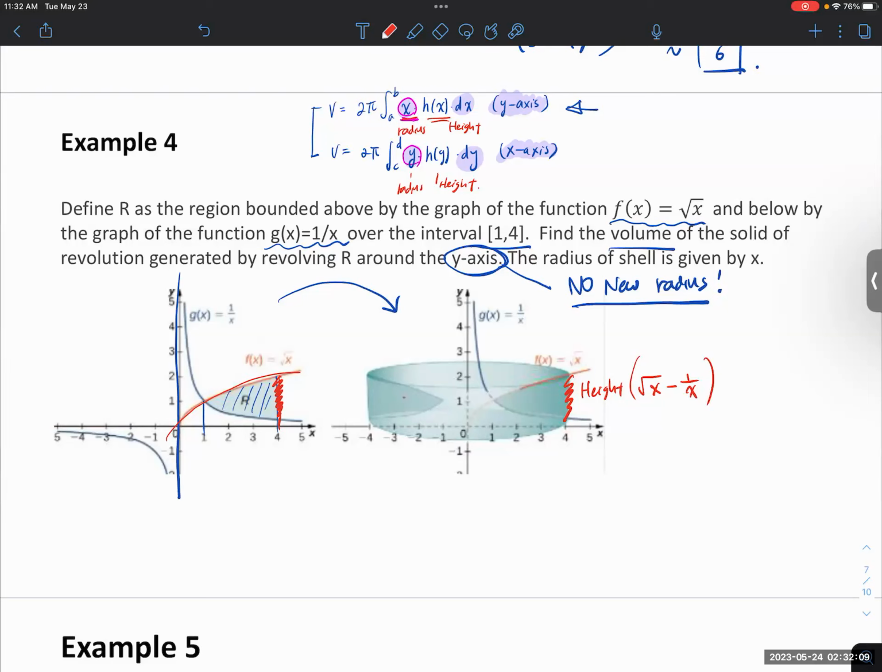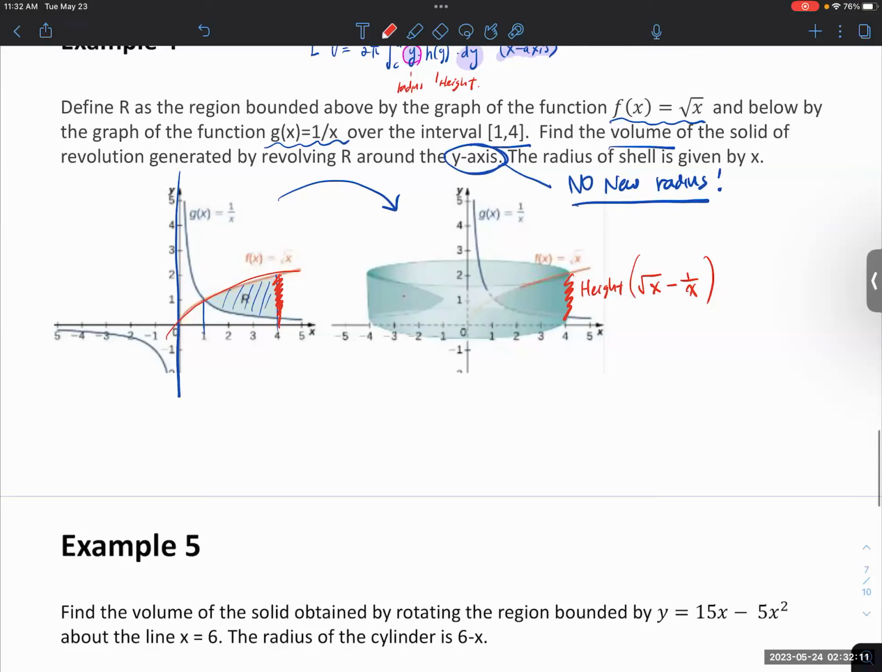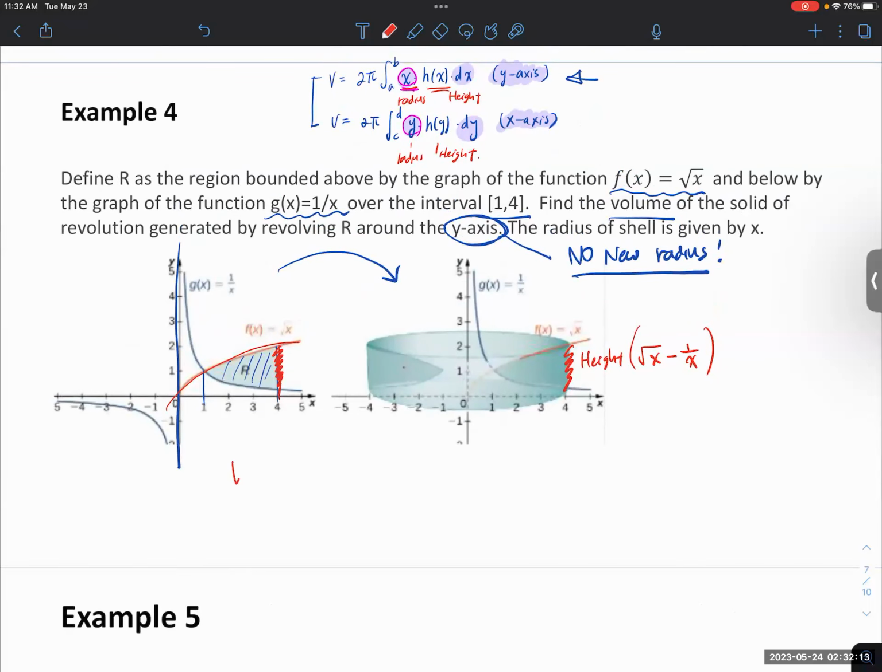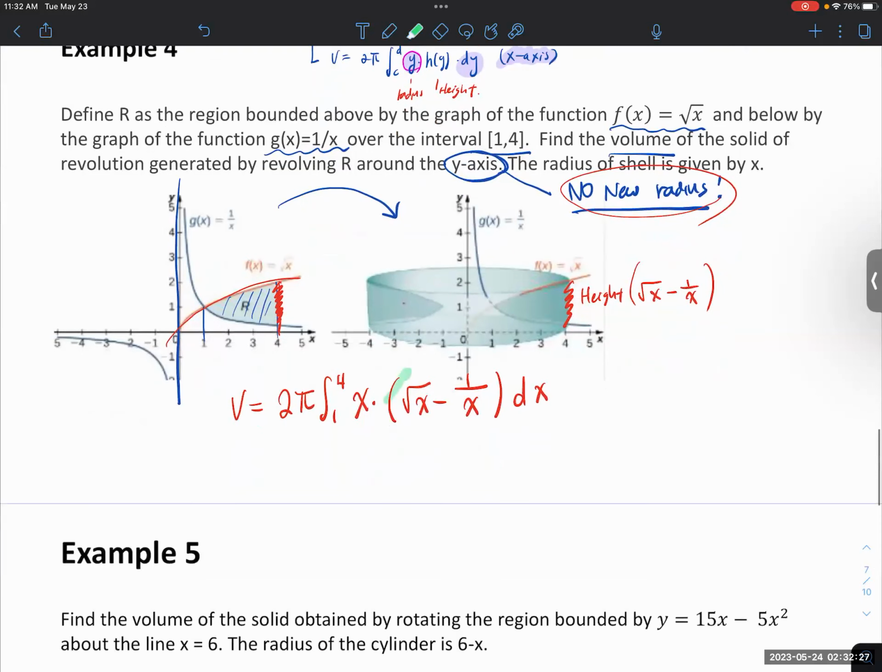So we have all the information, guys. So we have from 1 to 4. So let me say V equals 2 pi from 1 to 4. We have no new radius, so keep x, but then you have a new height, radical x minus 1 over x, and dx. Beautiful. So you have only a new height and the radius is the same. New height.